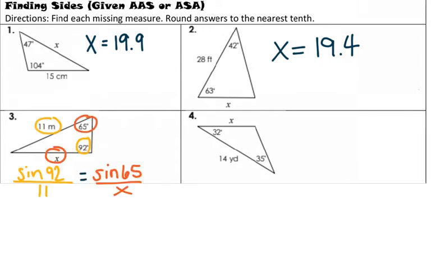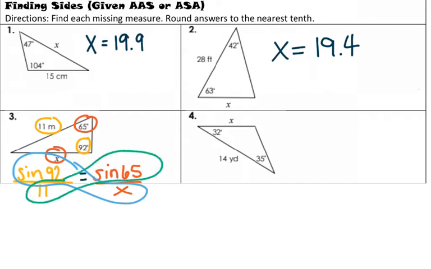Okay, so here's how the ratio looks. Then we're going to cross multiply. So those two go together, these two go together. I want you to write what it should look like. Pause the video and try it. 1, 2, 3. And then the last thing, I need to get rid of the sine 92. So I'm going to divide by the sine of 92.